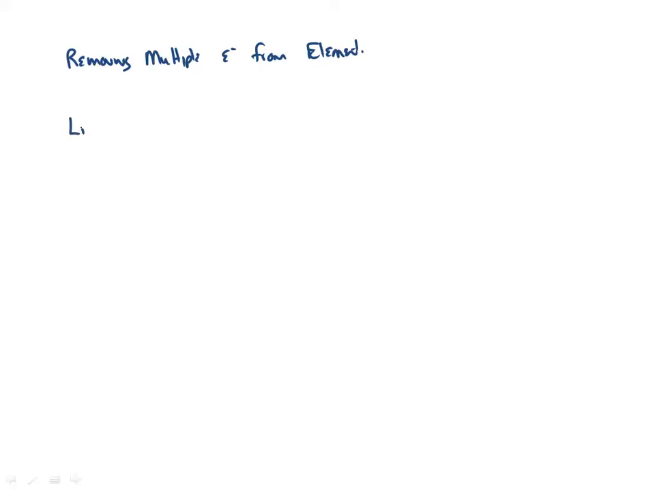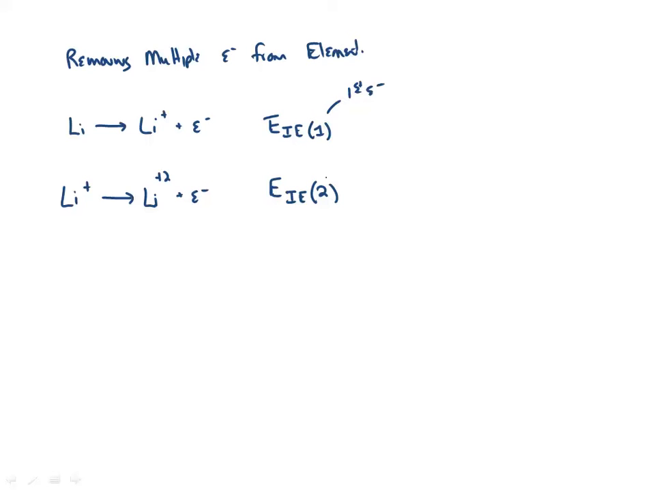So, for instance, if I take lithium and I go to lithium plus an electron, that's the first ionization energy, so we're going to call that IE1. But if I take that lithium positive cation and I try to make a lithium 2+ cation plus an electron, that's my second ionization energy, meaning the energy required to remove the first electron versus the energy required to remove the second electron. What happens to that energy, do you think? Yeah, so this is always higher.